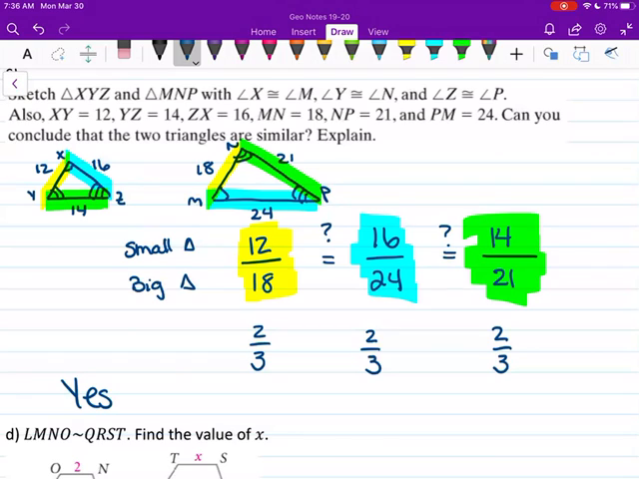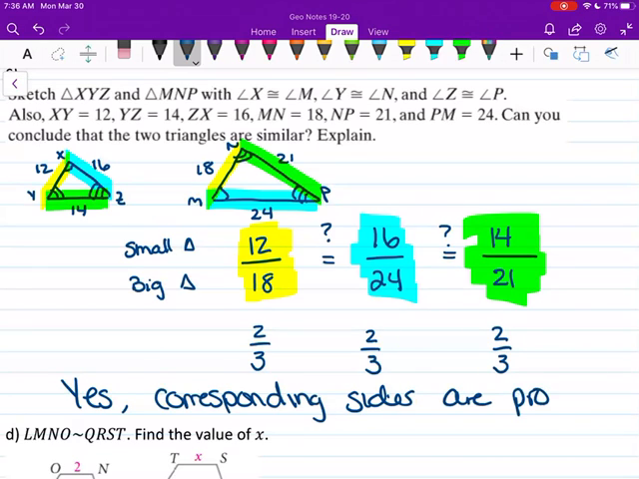And it asked me to explain. And I would explain because corresponding sides are proportional. And that similarity ratio is 2/3. So if I did this problem and one of them was not 2/3, they would then not be similar.